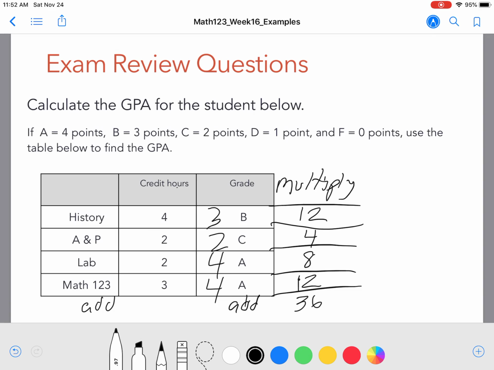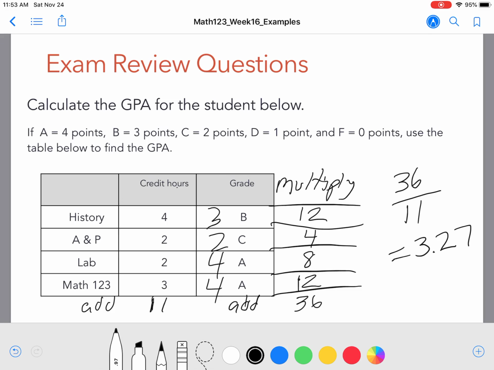So in this case, they have 4 credit hours for history, plus 2 more is 6, plus 2 more is 8, plus 3 is 11. So we have 11 total credit hours, and we earned 36 total points. And then all we have to do is just divide. You take the total number of points that they earned, divided by the total number of credits that they're taking. If we do this, 36 divided by 11, we get 3.27, kind of repeating. So we'll just say 3.27.